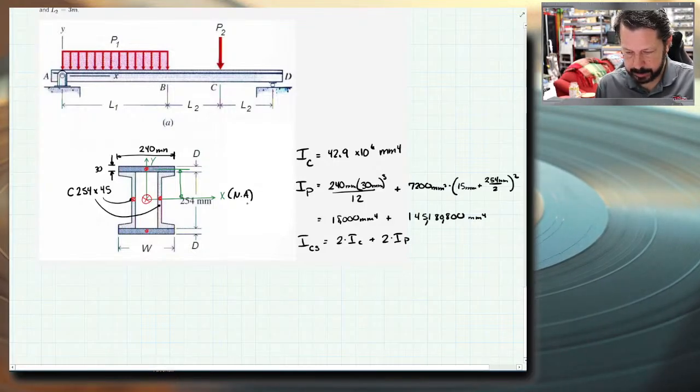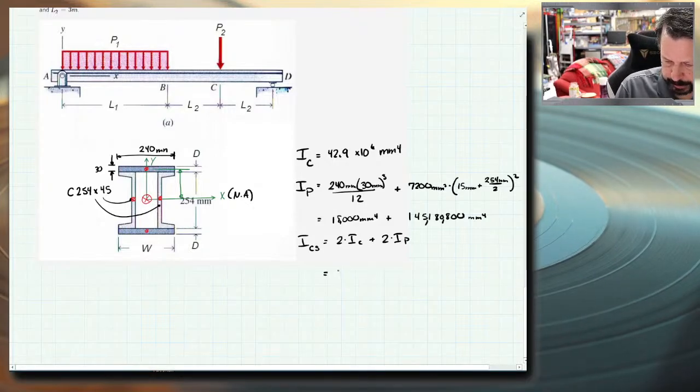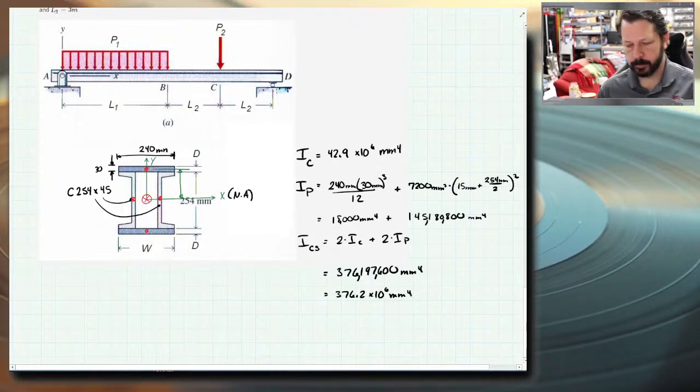So let's see. 42.9, but that's times 10 to the 6, times 2, plus 18,000. Well, let's just put that in parentheses. 18,000 plus 145,180,800, times 2. Okay, so the whole thing apparently is 376,197,600 millimeters to the fourth. So 376.2 times 10 to the 6 millimeters to the fourth, more or less.